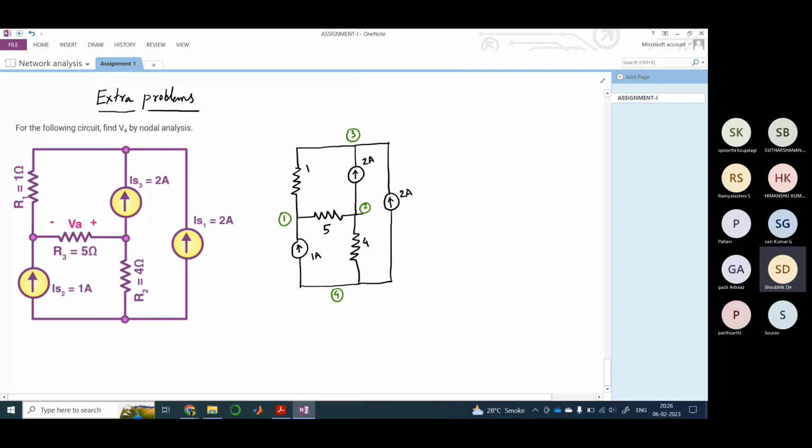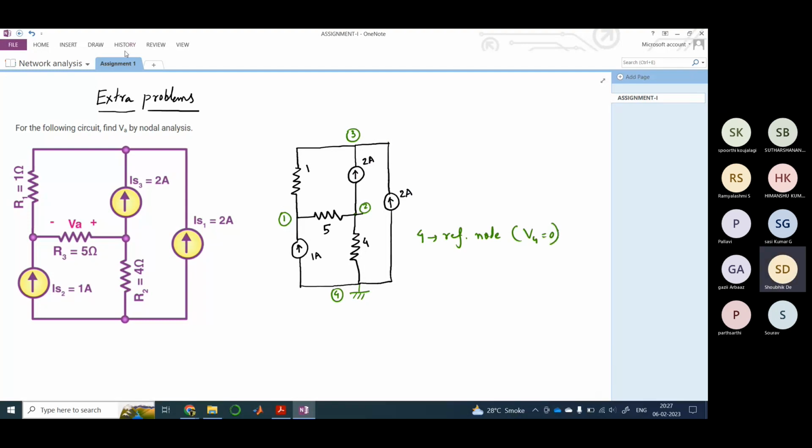So there are 4 nodes. This is 1, this is 2, this is 3, and this is 4. As we saw, while solving the nodal analysis problem, we need to assume a node to be a reference node, or we may directly ground it here. So my node 4 is my reference node, where my V4 is equal to 0.